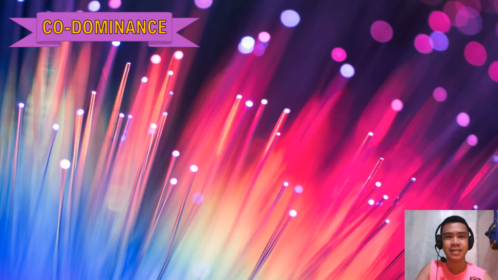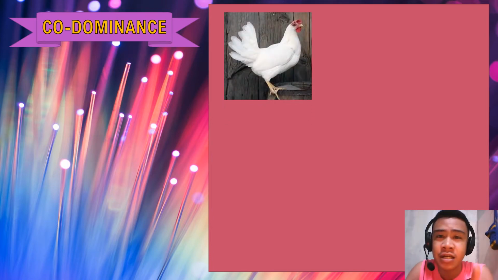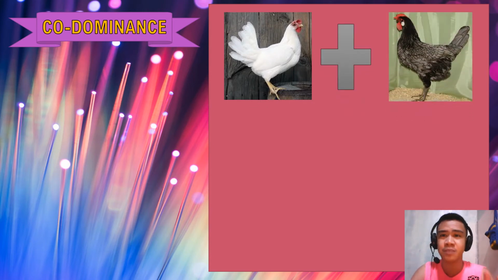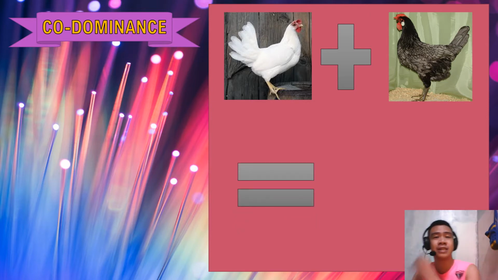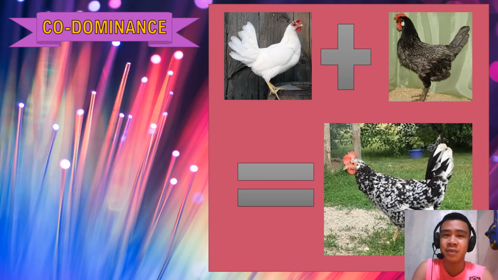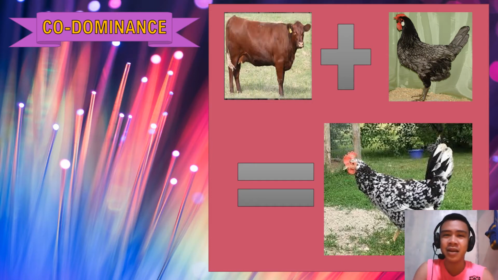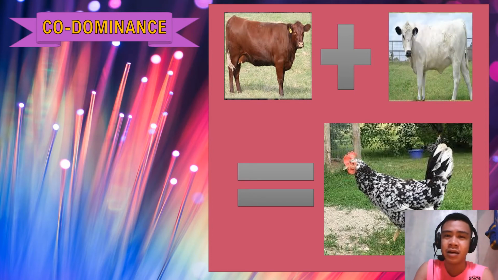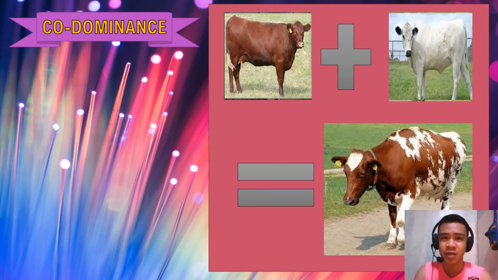Next, we have examples of codominance in livestock. When a chicken with white feathers breeds with a chicken with black feathers, what is the result? The result is an offspring chicken that grows up to have both black and white feathers. Likewise, when a red cattle breeds with a white cattle, the resulting offspring may show both red and white hairs, resulting in a mixed coat pattern called roan.